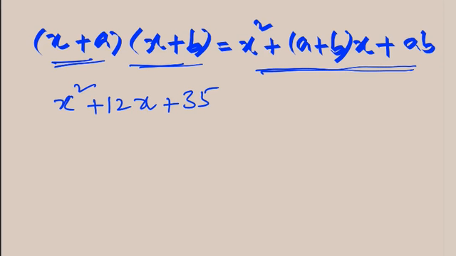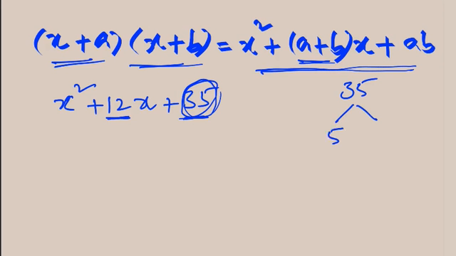So the middle term we have to split as a plus b, and the constant term as a into b. So in that way we have to write it. That means we have to find what a is and what b is. For that, one thing you have to do: take the last constant term and find the factors for it. What are the factors of this?